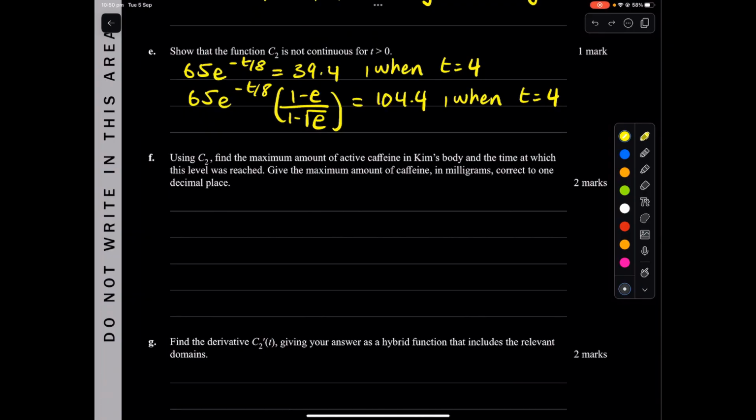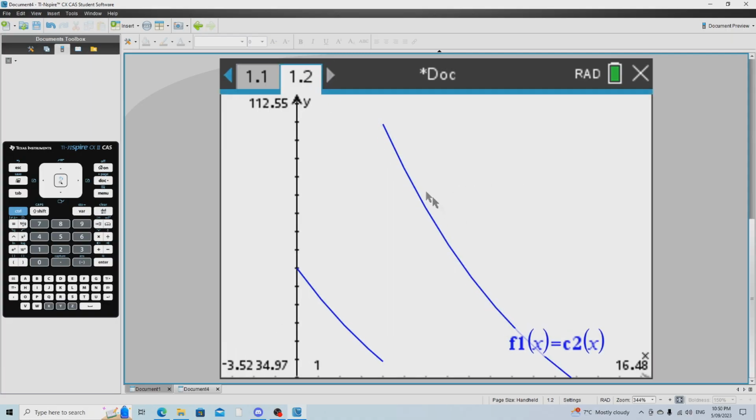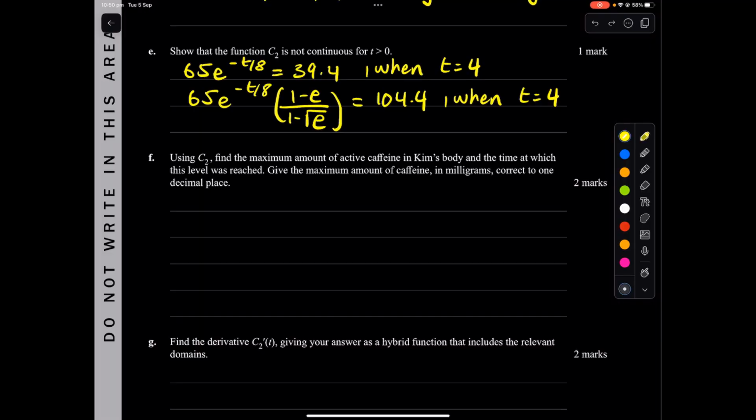Using C2, find the maximum amount of active caffeine in Kim's body and the time at which the level was reached. Give the maximum amount of caffeine in milligrams to correct 1 decimal place. If I just look at the graph, the maximum value is in the second equation, where t is greater or equal to 4, when t is equal to 4. This is where it's the most maximum. I hope that's right. So, what can we say? Find the maximum amount of caffeine and the time at which it occurs. It's only 2 marks, so it should be all right.